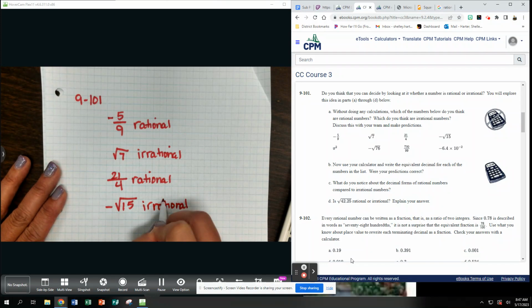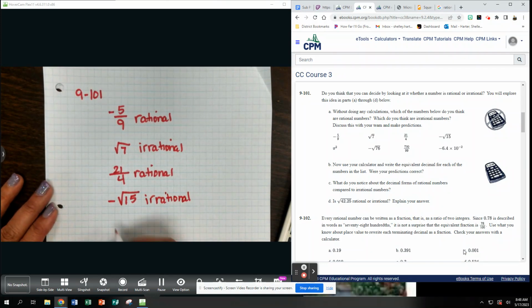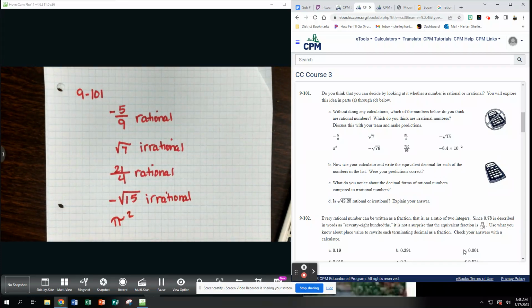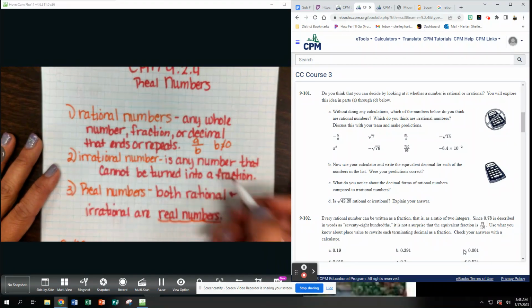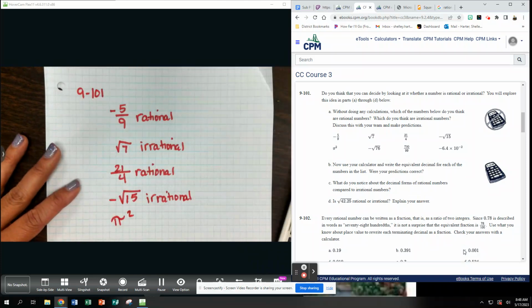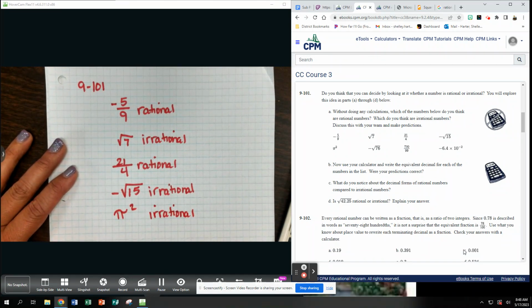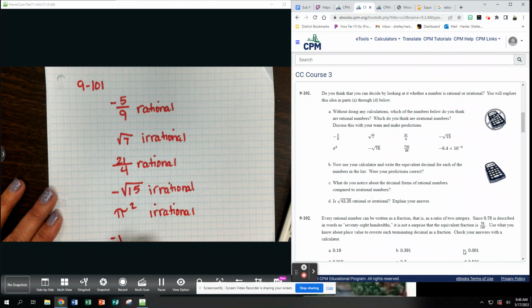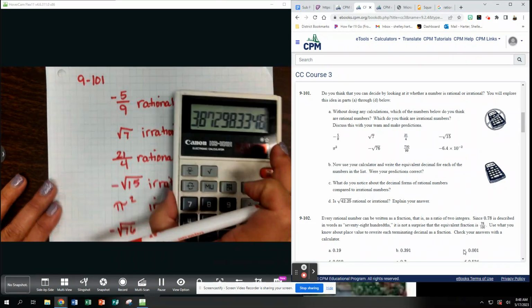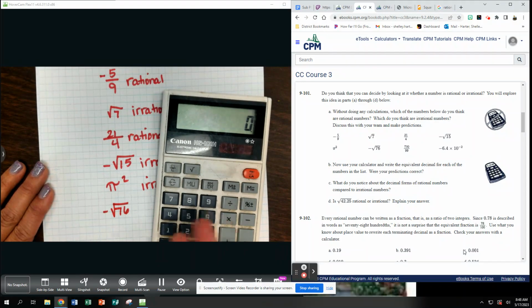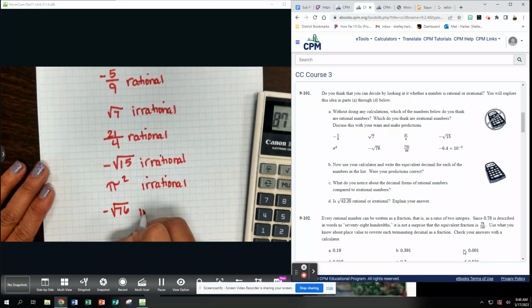Let's take a look at pi squared. We just talked about that, or we should know that pi is going to be an irrational number because it goes on forever. So it's irrational. Now let's take a look at negative radical 76. We're going to plug this in. I'm going to say right now it's irrational, but I could be wrong. Yep, irrational number.